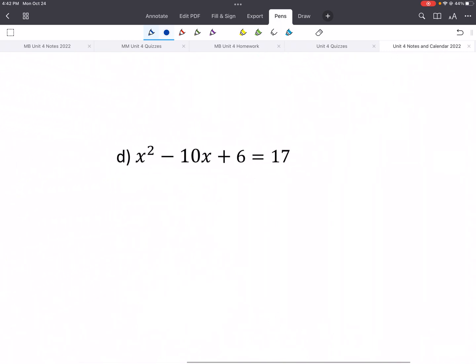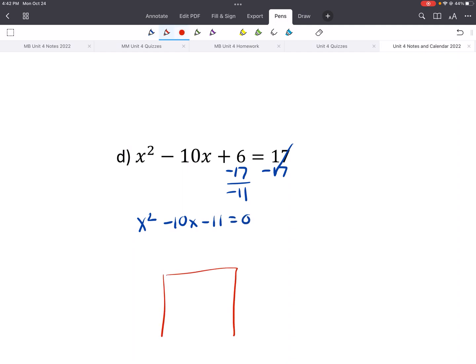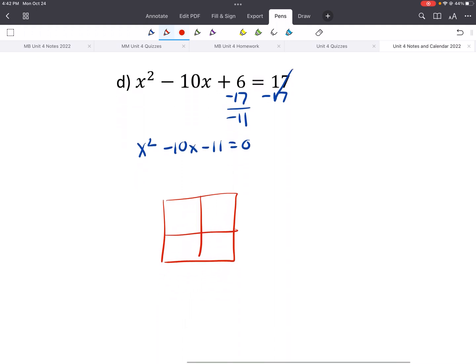Alright, last but not least, again, subtract 17. So what would that give you? Negative 11, right? And then we'll complete the square. Just for the heck of it, I'm going to rewrite that so it's a little more clean. Pause and give this one a try if you haven't done that yet. So half of 10 is 5, negative 5.